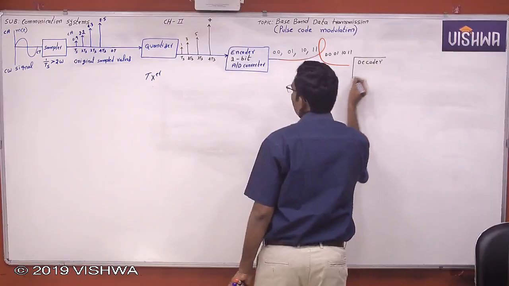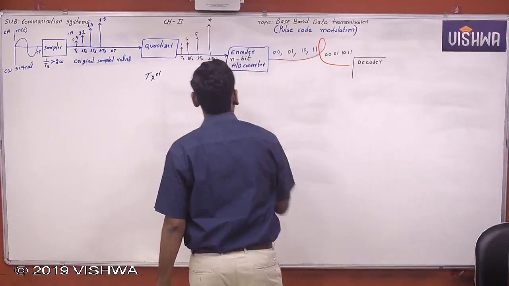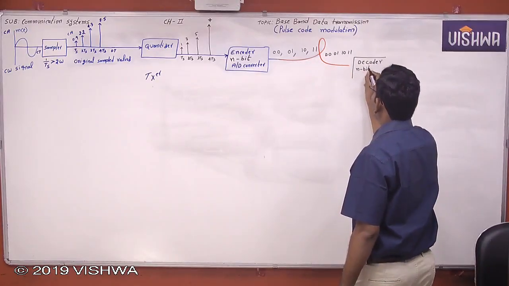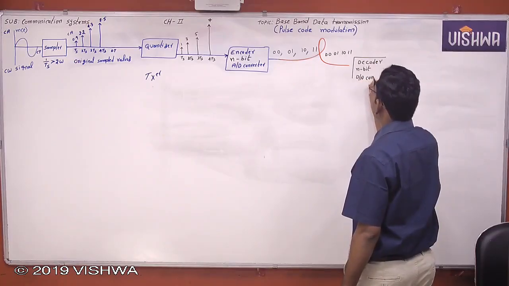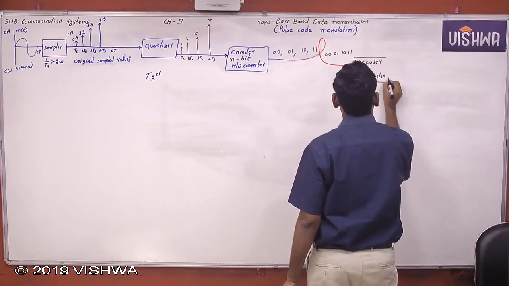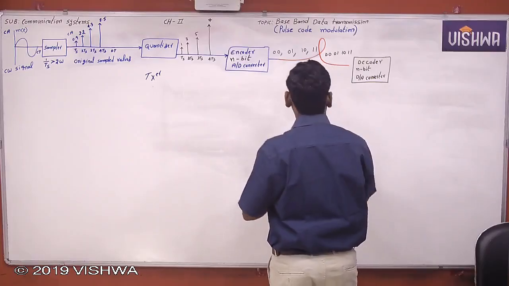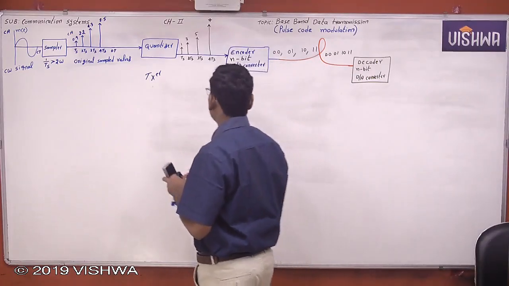What is the decoder? What is the encoder? The encoder is an N bit A to D converter. So what is the decoder? The decoder is an N bit D to A converter. Right? Now the encoder is an N bit A to D converter, and the decoder is an N bit D to A converter.